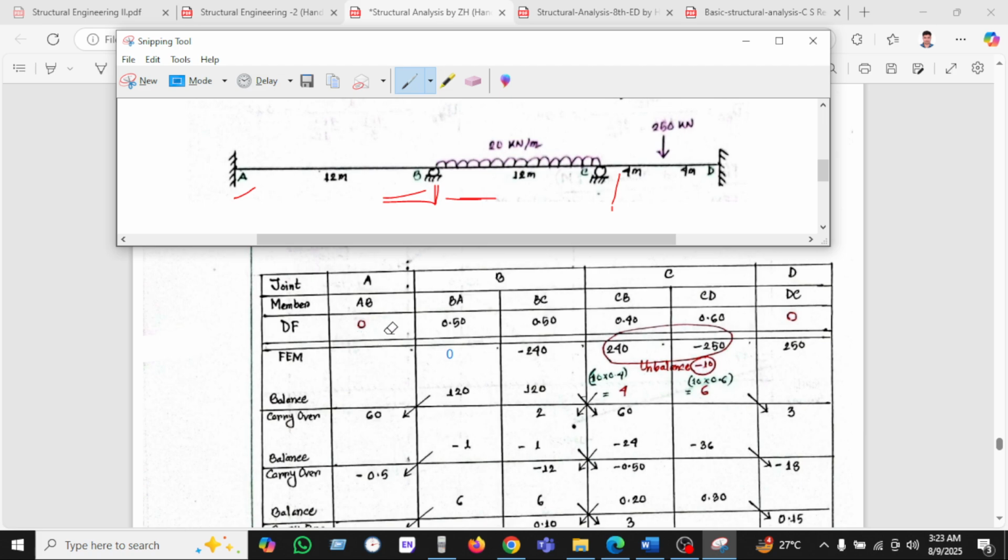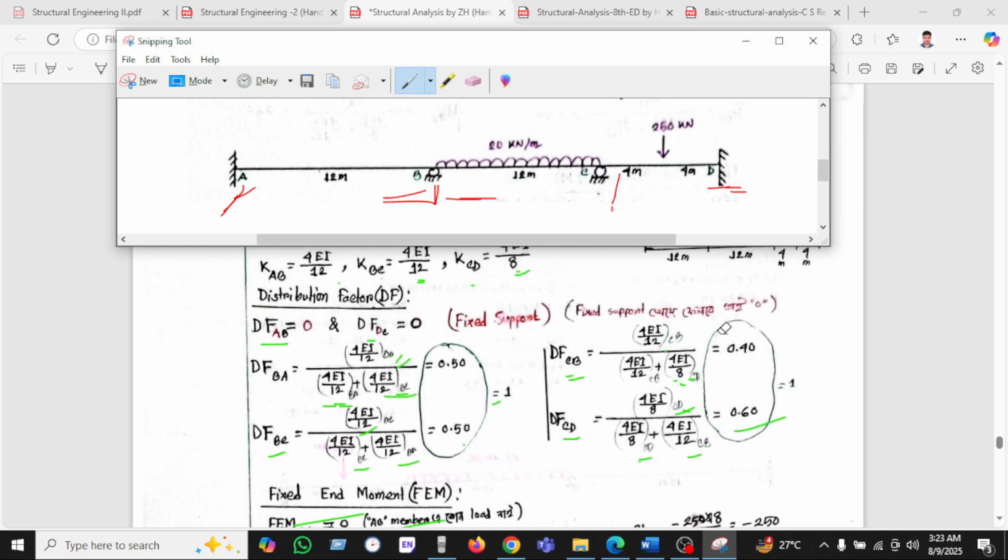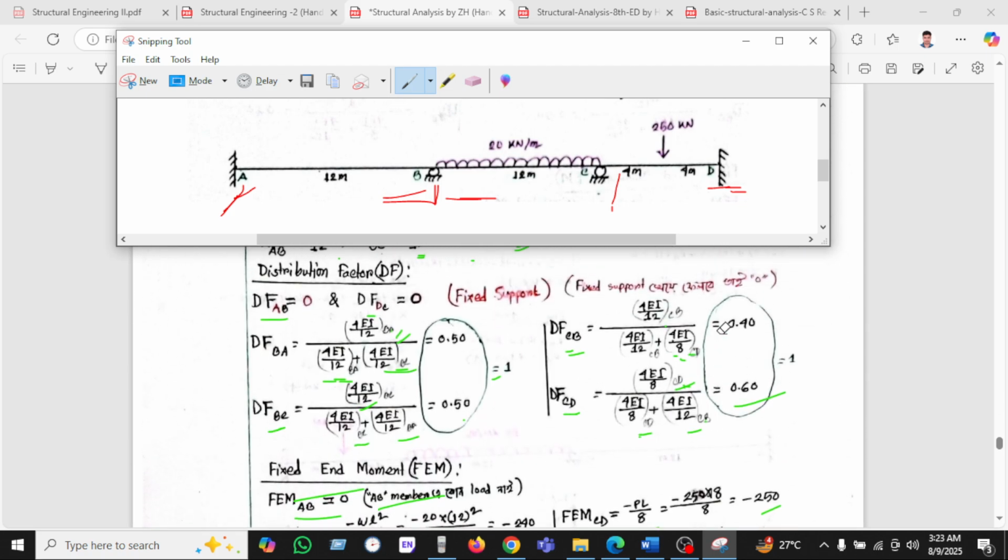The distribution factor we have found is 0 for the fixed support. There is a fixed support, that's why AB is 0, A is 0 and the D point is 0. And the others we have found as 0.4 and 0.6 previously. Here are the distribution factors. We have found them for all the members and all the points. Okay.